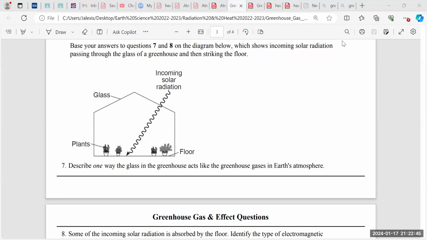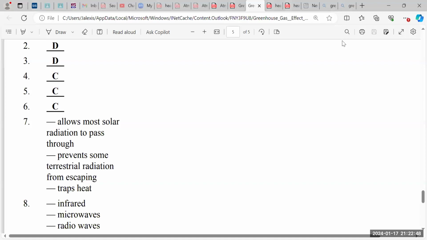These are what you could have written down for number 7. If you said the glass traps heat, that would have been fine. If you said it prevents some terrestrial radiation from escaping, or prevents some infrared radiation from escaping as well, that's fine. And if you said it allows most solar radiation to pass through, that is also fine. You could have said any one of these options for your answer.